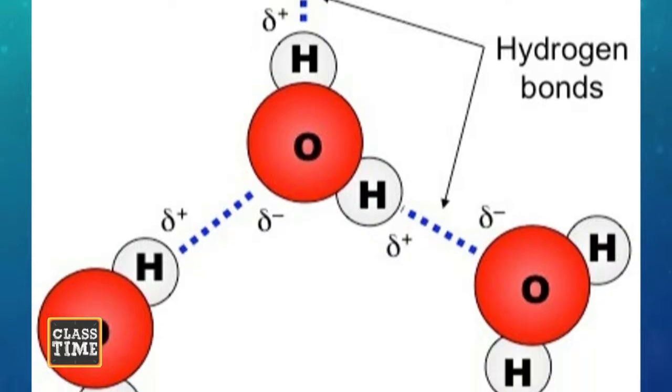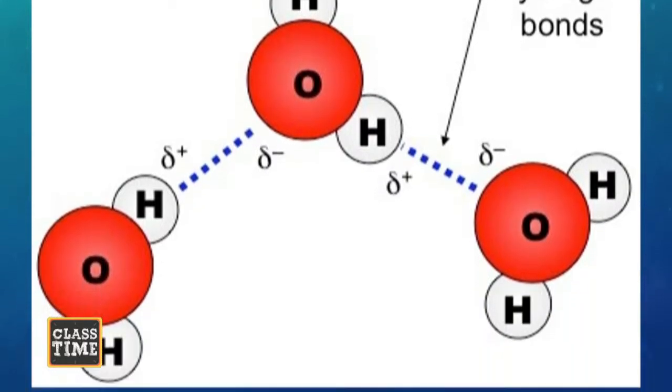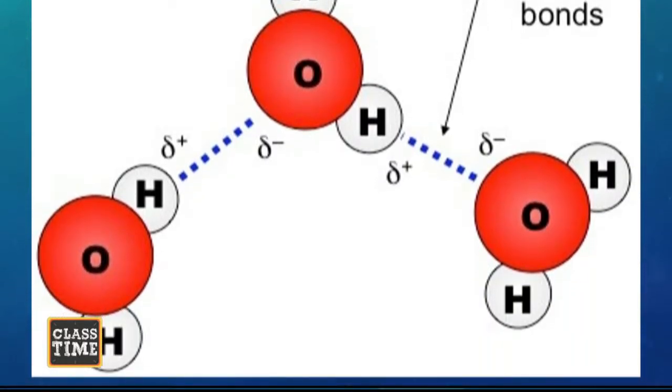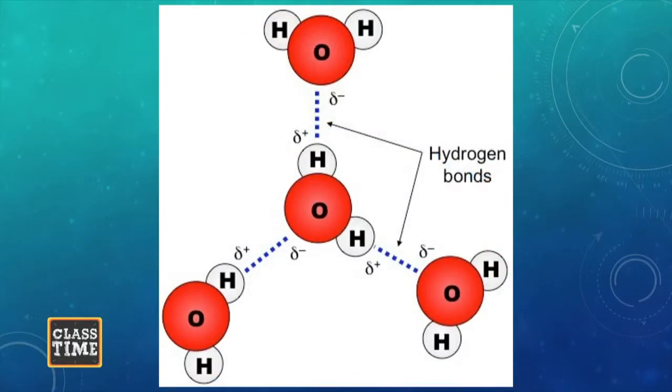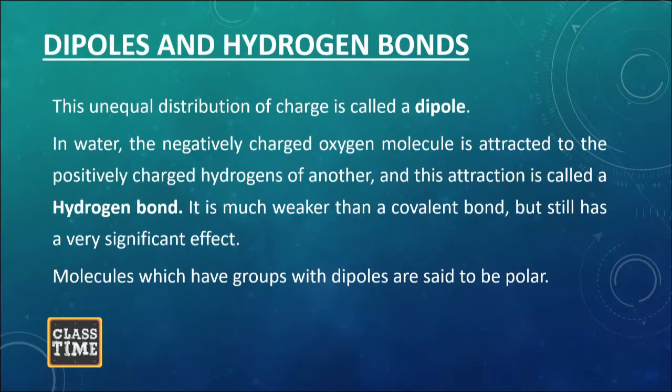And even though these hydrogen bonds are weaker than the covalent bonds, they have a significant effect, which we must note. Now, this unequal distribution of charge is called a dipole, and this is a term that you must commit to memory. The meaning of a dipole: the unequal distribution of charge.